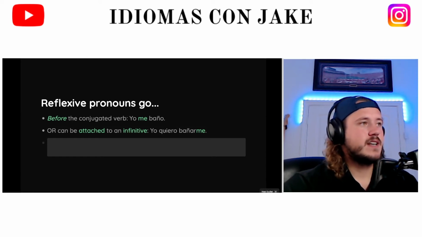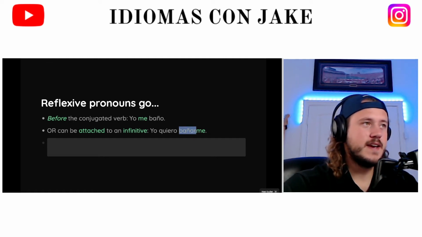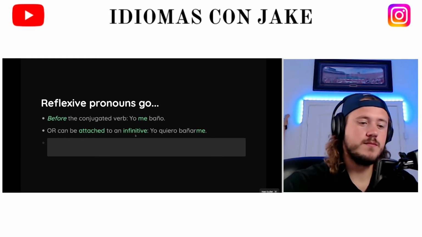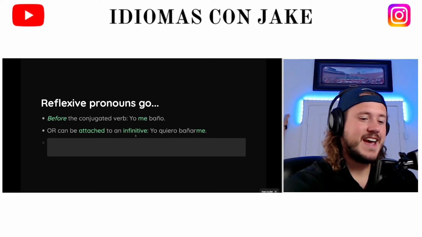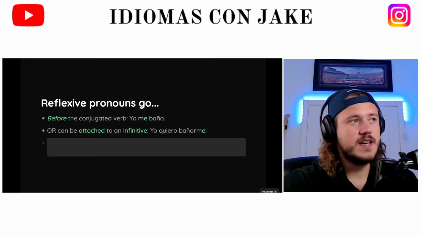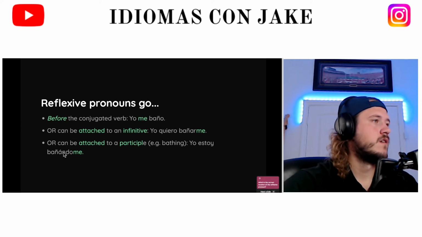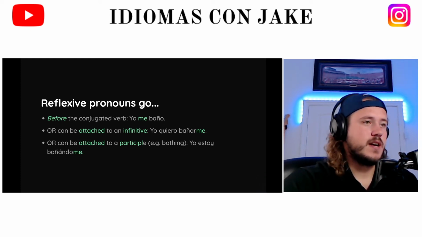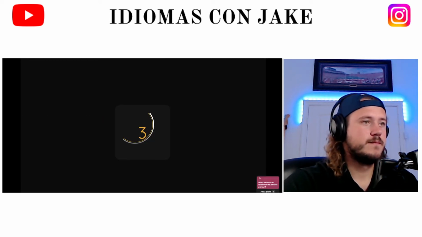Or if it's an infinitive, like I'm using one of these verbs that I use with infinitives, I can attach it to the end. Okay, so I can say, yo quiero, I want to bathe myself. So if it's in a sentence with an infinitive verb, such as querer plus infinitive verb, I can tag it onto the end of that infinitive verb. So I can say, yo quiero bañarme. Make a note of that. And this one doesn't really apply to us because we still don't know about participles and that stuff. Vamos a continuar.